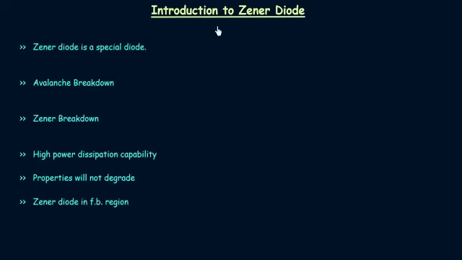In this lecture, I will introduce Zener diode. Zener diode is a special diode and it is widely used in voltage regulation to maintain a constant voltage across a varying load. If we want a constant voltage across a varying load, we use Zener diode for this purpose.